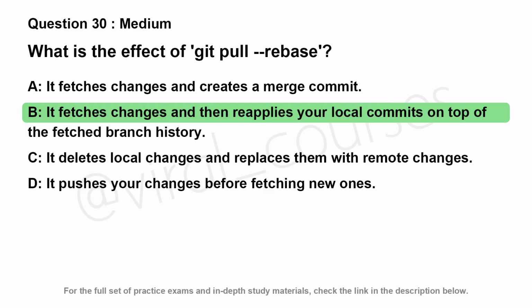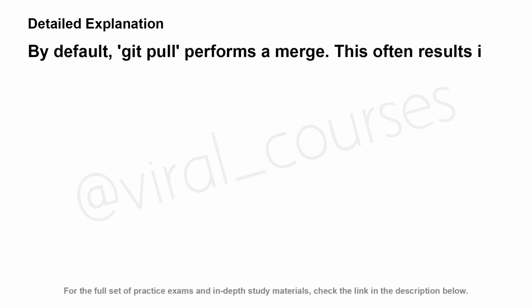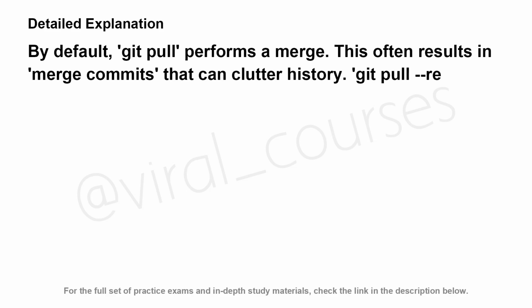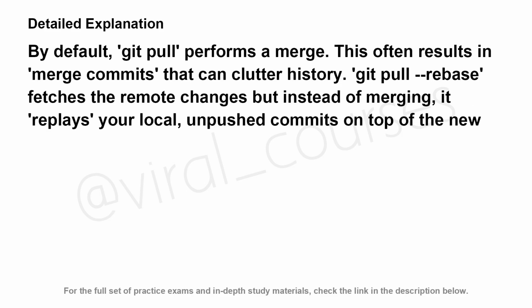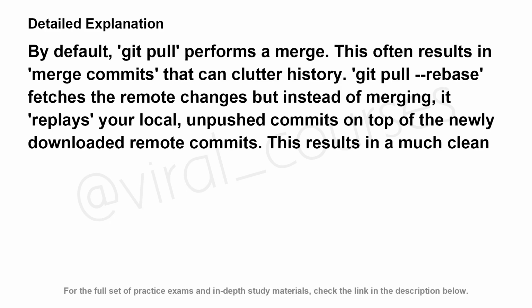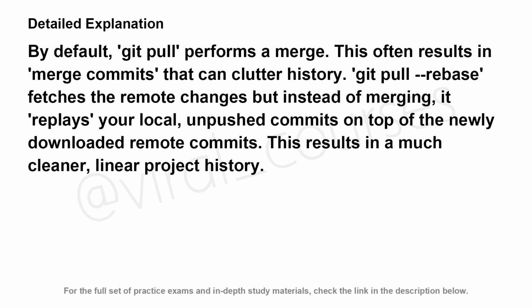The correct answer is B. By default, git pull performs a merge. This often results in merge commits that can clutter history. git pull --rebase fetches the remote changes, but instead of merging, it replays your local unpushed commits on top of the newly downloaded remote commits. This results in a much cleaner, linear project history.